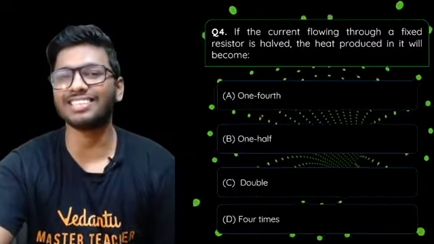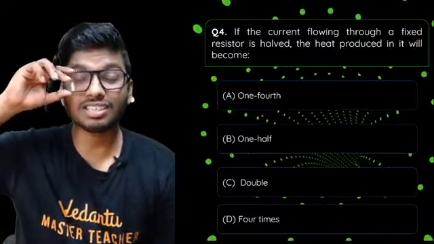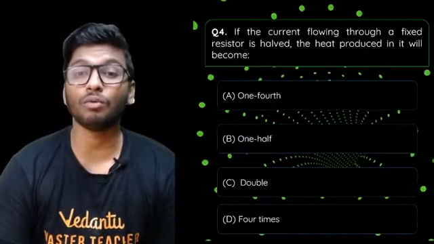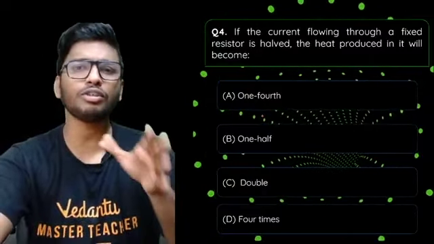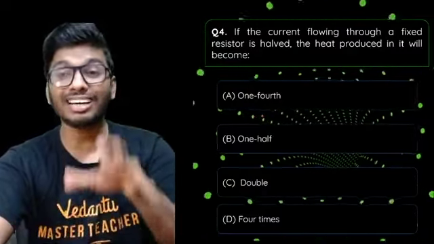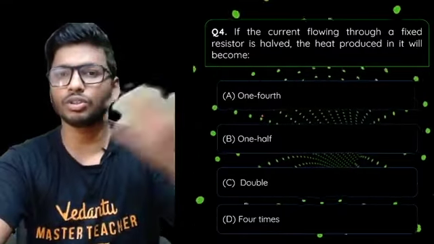Moving on to the next question, guys. Here's the next one. If the current flowing through a fixed resistor is halved, the heat produced in it will become 1/4, 1/2, double, or 4 times. What happens to the heat produced in a conductor if the current is reduced to half of it?